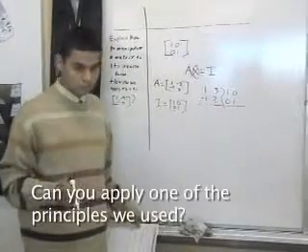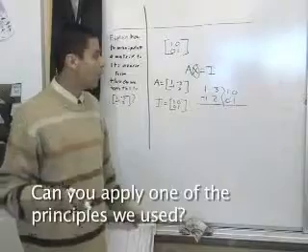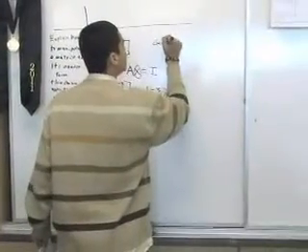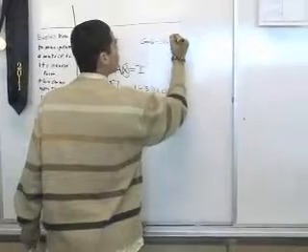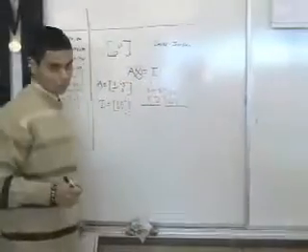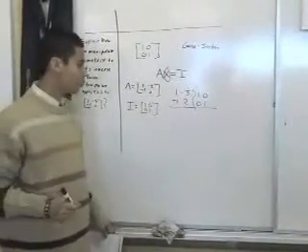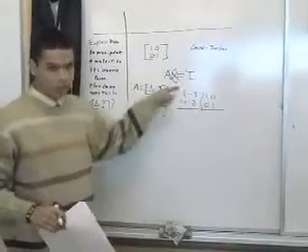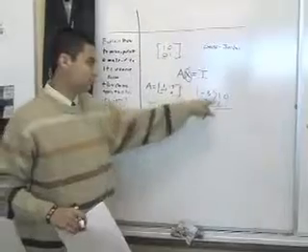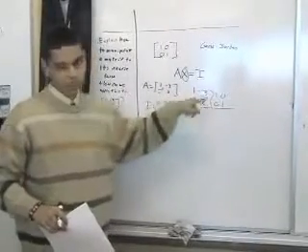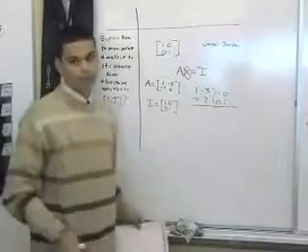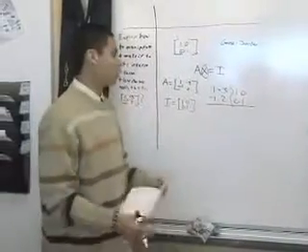Can you apply one of the principles we use? I think the Gauss-Jordan. Because you have to multiply the first one to make this 1, 0, and this one to make it 0, 1. But I get confused when I'm doing that. I don't know where to start.